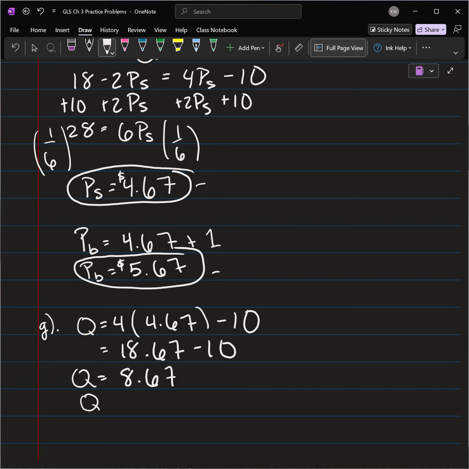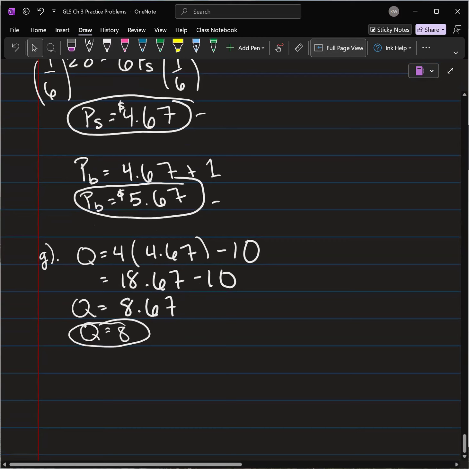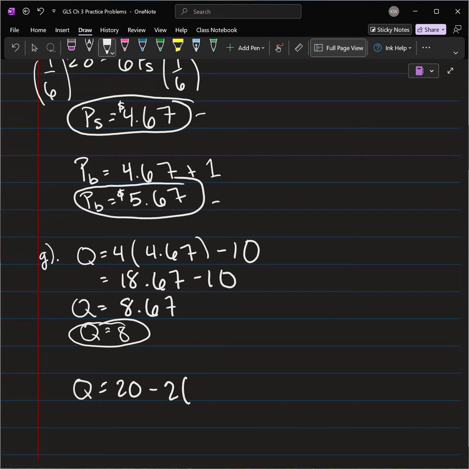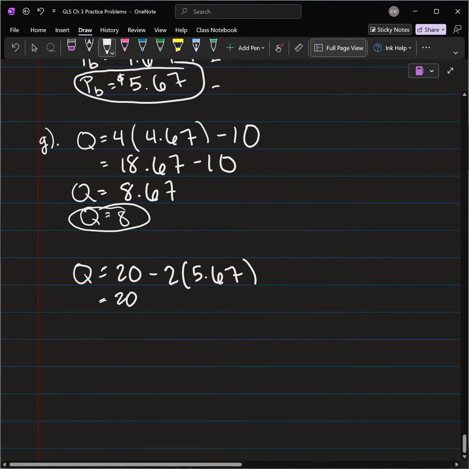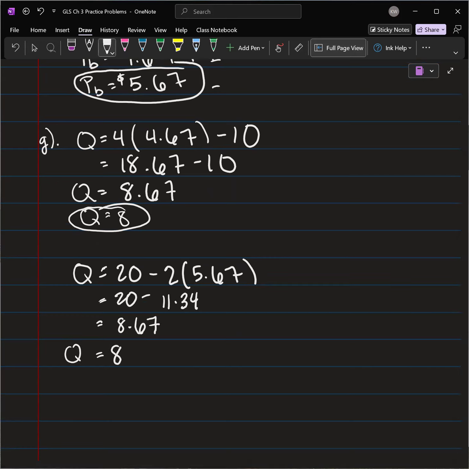If we're just talking about, say, pints of ice cream, we could actually round this to the nearest integer. So it's just 8 pints of ice cream. On the demand side, we'll have quantity demanded equal to 20 minus 2 times the price that buyers pay, which is $5.67. Simplifying, we'll get 20 minus 11.34. And that's going to leave us with 8.67. Rounding, we're going to get that quantity demanded is 8. And so under the tax, 8 pints of ice cream are traded.